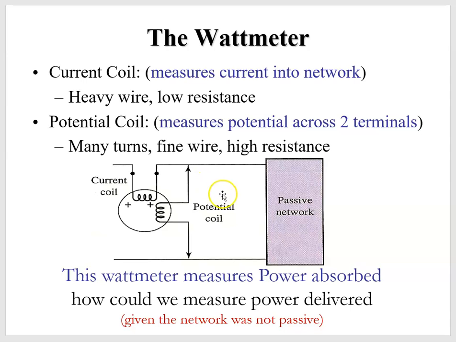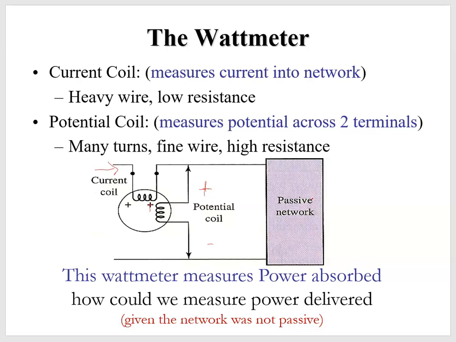If this is a passive network, it wants to measure the power absorbed. This is in fact set up to measure power absorbed, because this plus sign shows the current flowing in this direction towards the plus sign. So this is going to measure current flowing in this direction, and then we see the plus on the voltage coil, and that's going to measure plus or minus V in this direction. So we have current flowing into the positive voltage terminal, and it would measure the power absorbed.